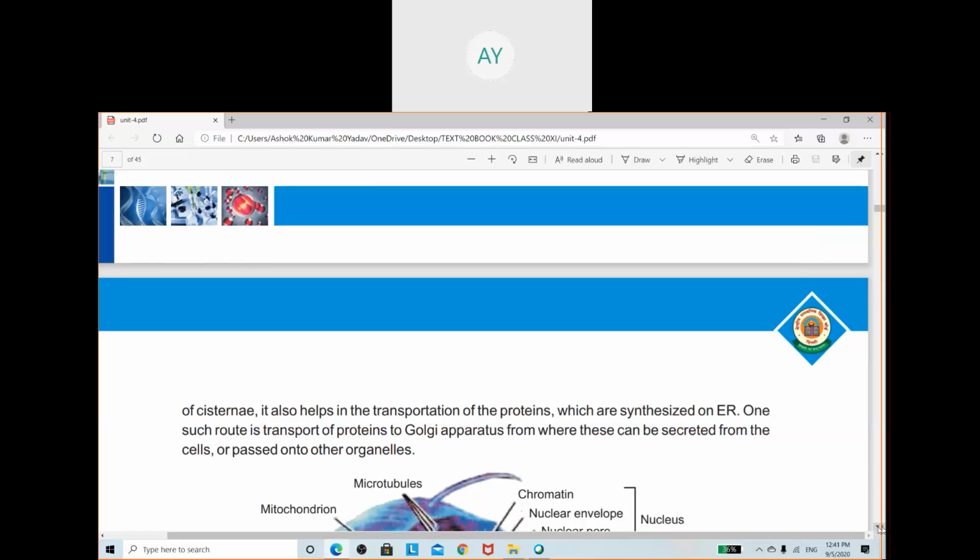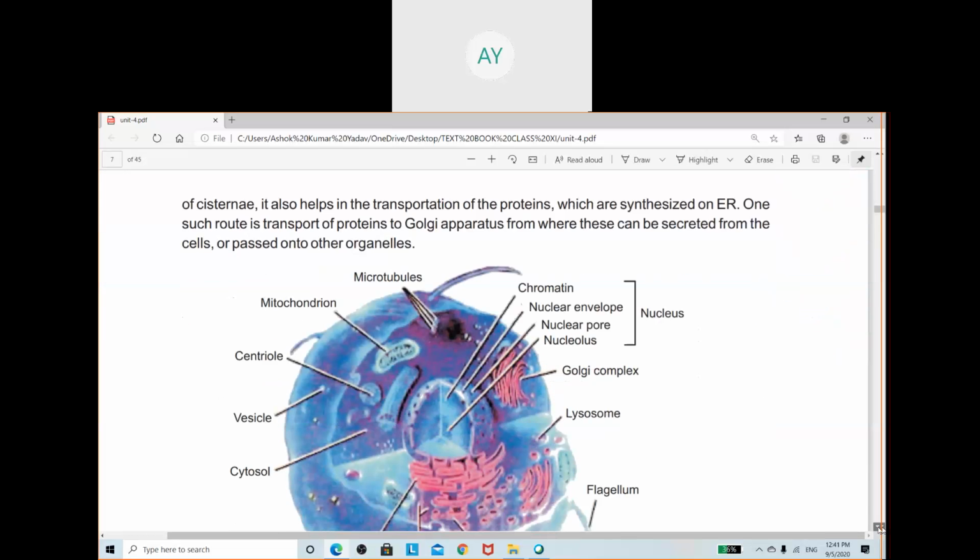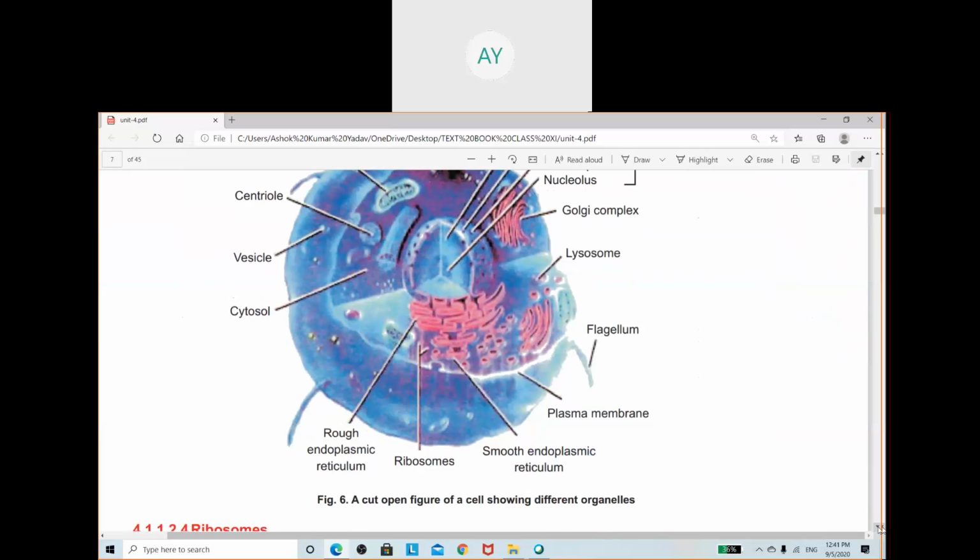Ribosome. Ribosome is the protein factory. Now you will study in detail the structure, the cut-out open figure of a cell showing the different cell organelles. This is the cytosol, this is the vesicle, this is the centrosome, just like a 3D structure. This is the endoplasmic reticulum. It starts from the nuclear membrane and touches the cell membrane. Ribosome, protein factory; smooth endoplasmic reticulum, responsible for fat synthesis.